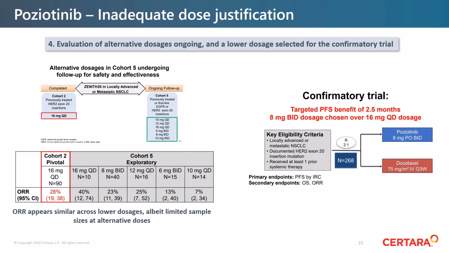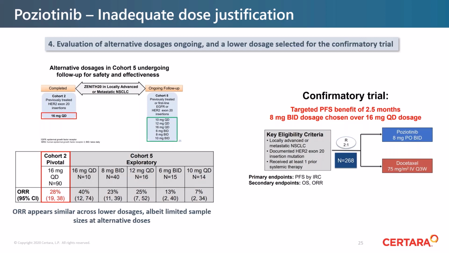In parallel of cohort 2, the sponsor tested alternative dosing regimens in exploratory cohorts. So they tested the BID dosing regimen from 6 to 10 milligram BID and other doses QD from 10 to 16 milligram QD. Overall response rate appears pretty similar between the different cohorts. If you look here at 12 milligram QD, 8 milligram BID or 16 milligram QD, it's similar. So again, it seems to show that more drug may not really do better with Poziotinib.